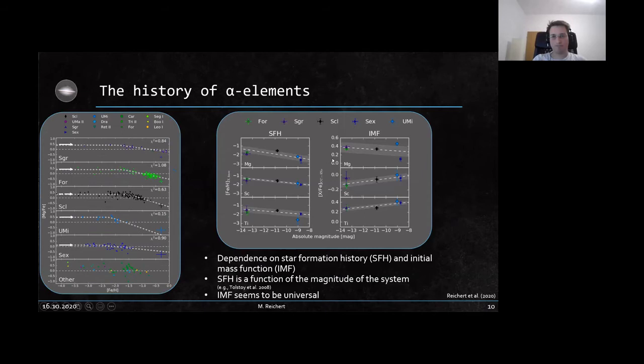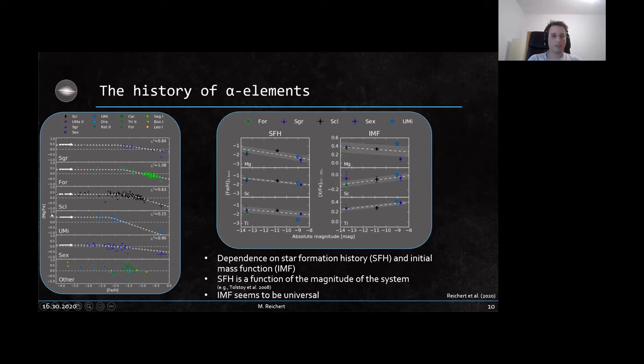And this plateau value is now shown on the y-axis. So it's a different y-axis than here. You can also see here on the y-axis that it's pretty narrow, and there's not really a correlation. So it seems to be rather universal across the different systems.